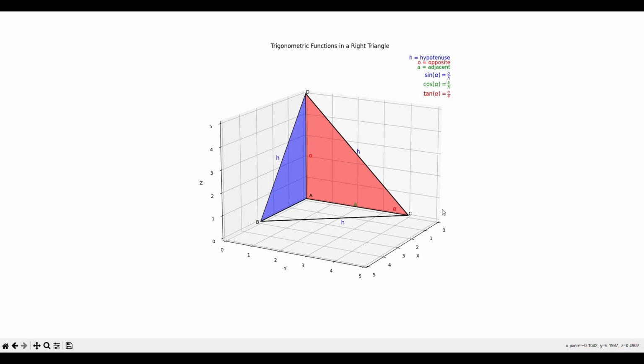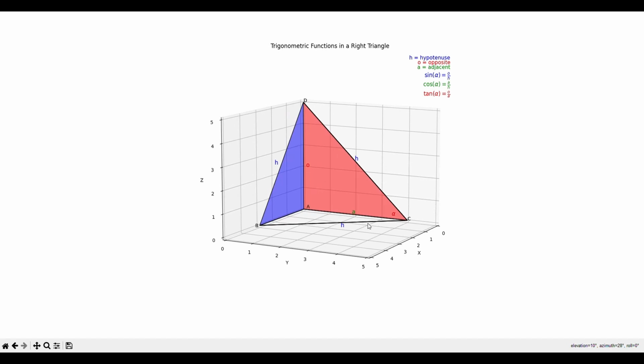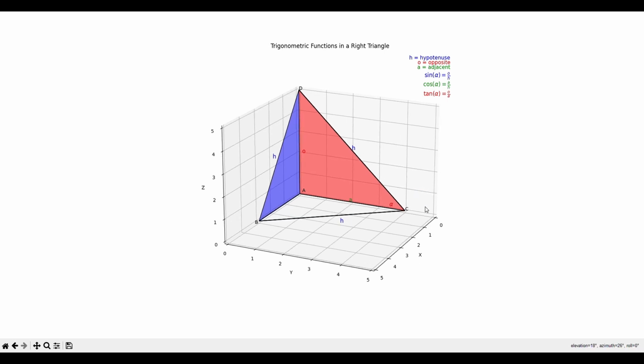With respect to the angle ACD, marked as alpha in red, AC is the adjacent base and AD is the opposite base. If we apply trigonometric ratios on the angle alpha, we will end up having three trigonometry functions like this: sine alpha, cosine alpha, and tangent alpha. So sine alpha equals opposite over hypotenuse. The cosine alpha equals adjacent over hypotenuse, and tangent alpha equals opposite over adjacent.